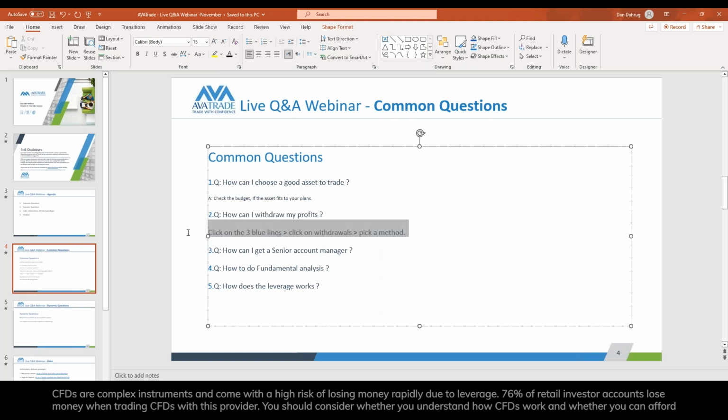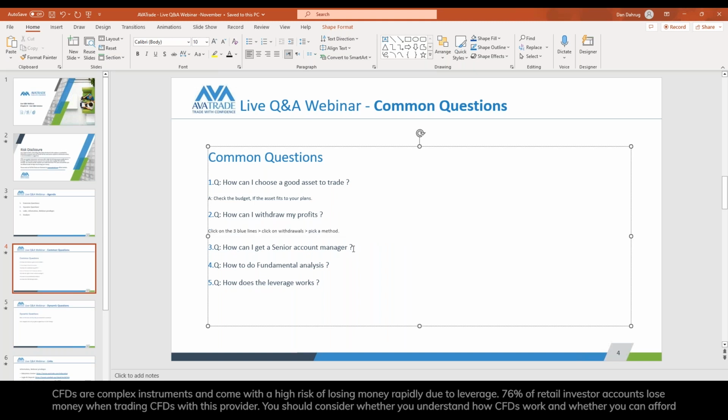Yeah, how do I make it smaller? How can I get a senior account manager? Guys, this became more and more popular since we started explaining about senior account managers. Those are individuals that we assign on your file to let you enjoy our services in a more efficient way, with the guide through a little more professionally.